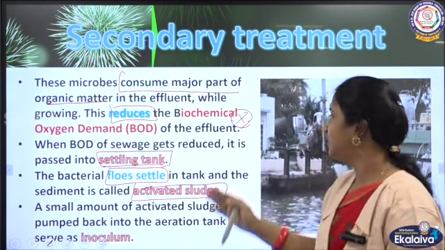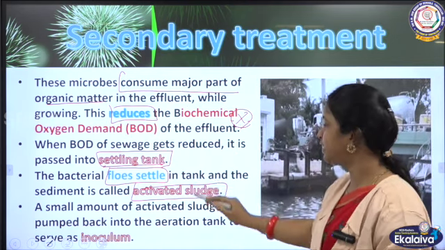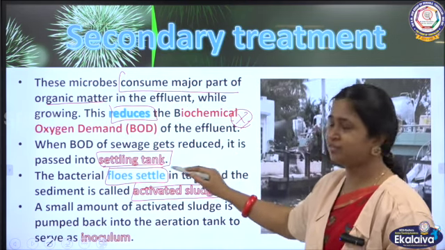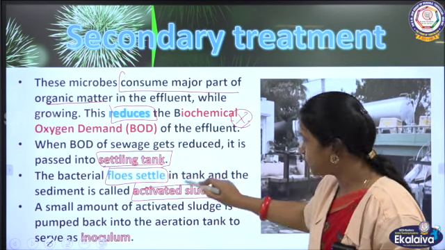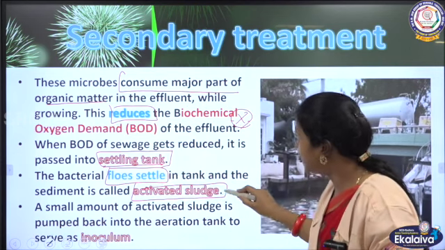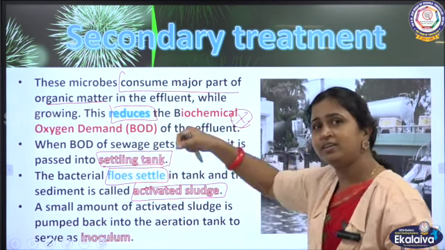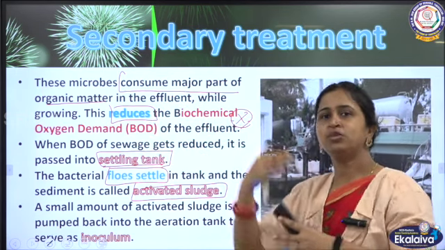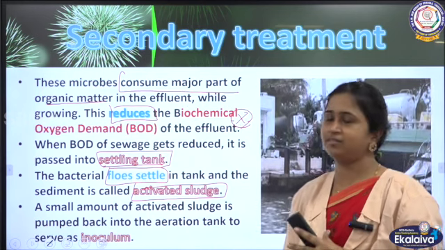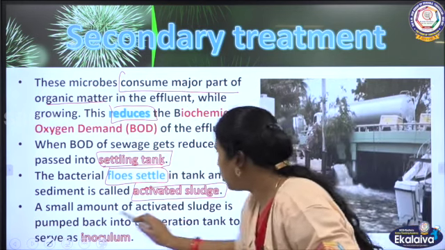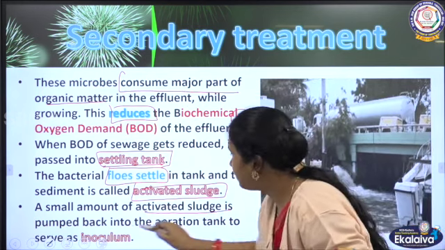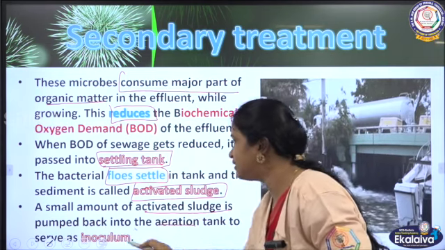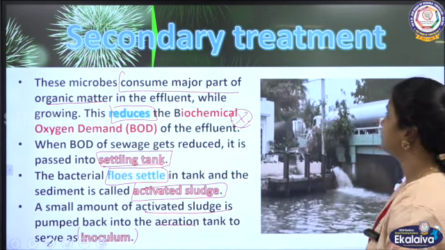The same thing here, we are not preparing curd. What we are doing is making this process. We are taking the flocs which have settled as activated sludge, and inserting it again into that tank. Then again the microbes start growing, so it's like a cyclic process. A small amount of activated sludge is pumped back into the aeration tank, and that serves as inoculum.